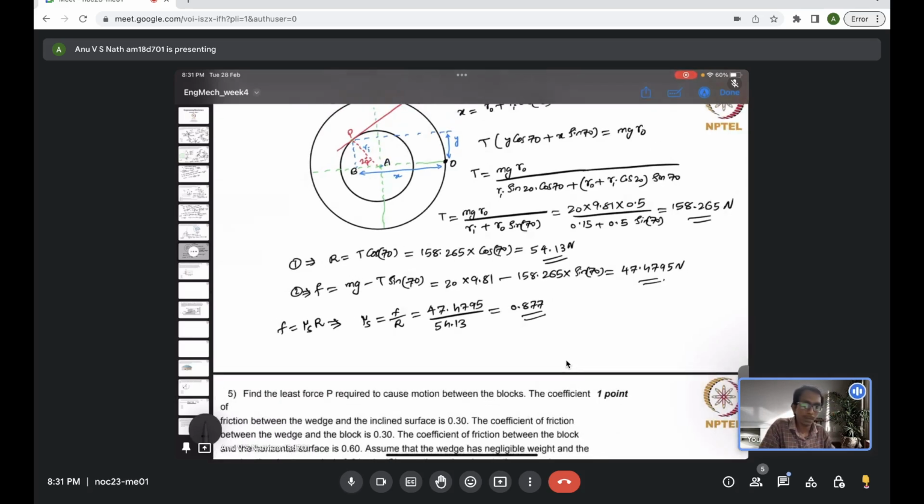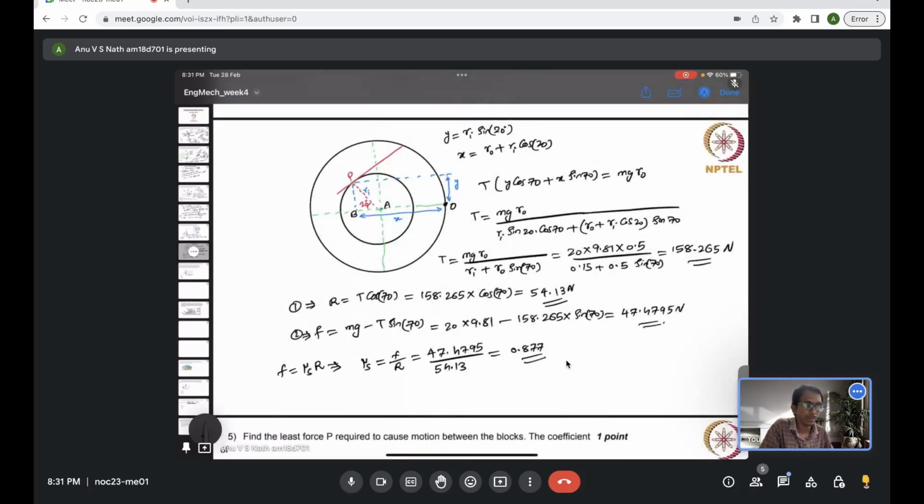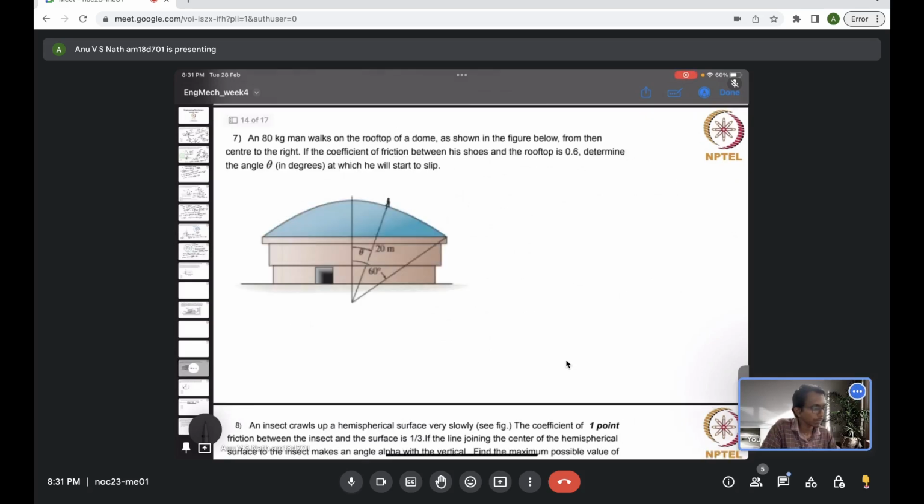Is it clear or any question? Clear. Okay, so good. So we will move to another problem. I think this is an easier one. So we'll move to another problem.